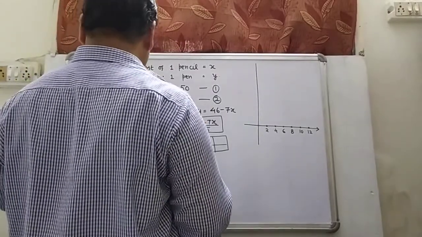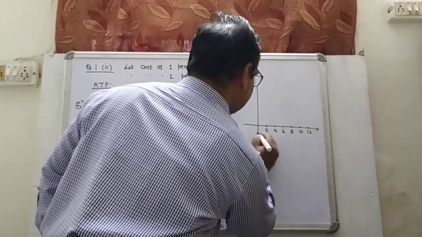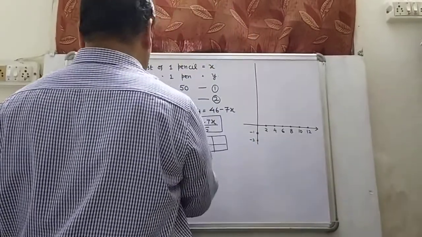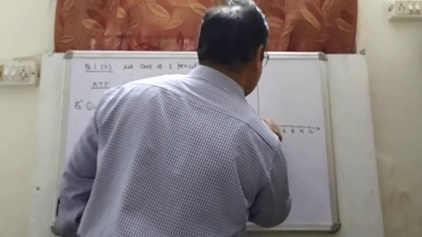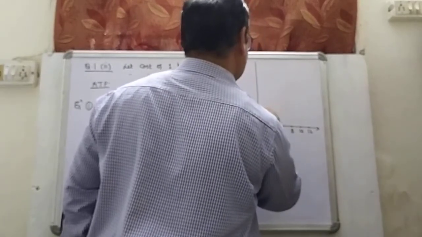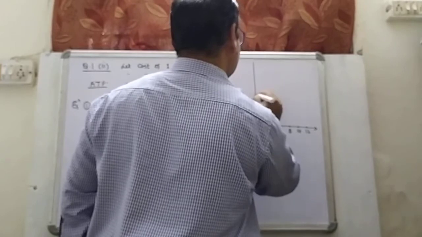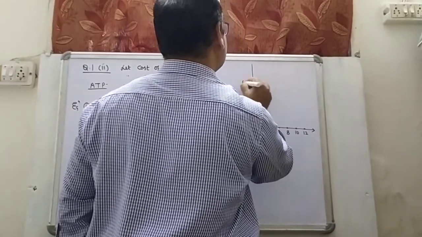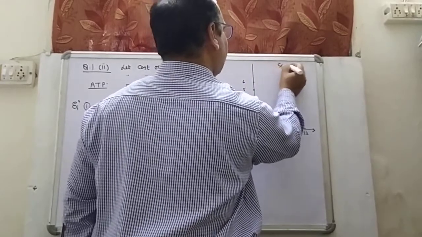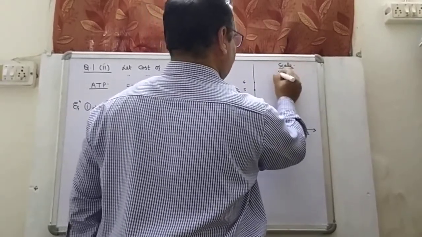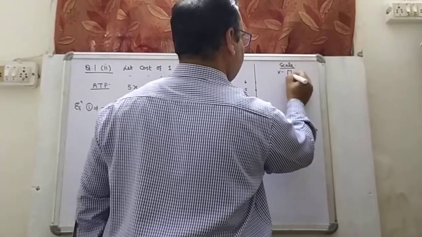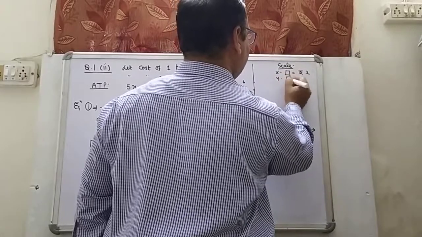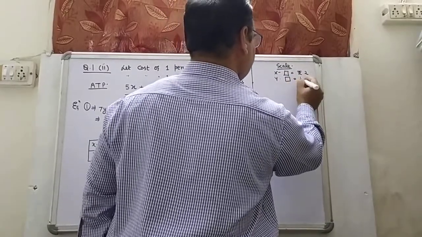Now for y, I want minus 1, minus 2, and the value of y is maximum 5, so it should be 1, 2, 3, 4, 5, 6, and so on. But you have to write a scale also. On the x-axis, what are you taking? You are taking 1 is equal to rupees 2. And on the y-axis, you are taking 1 unit is equal to 1.